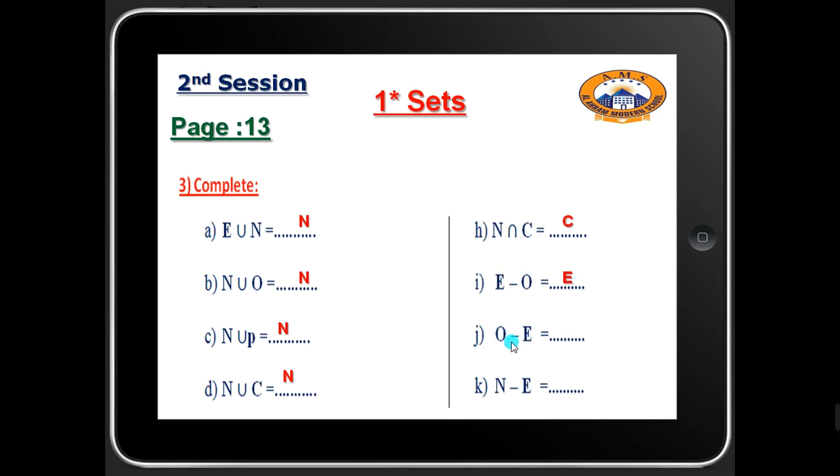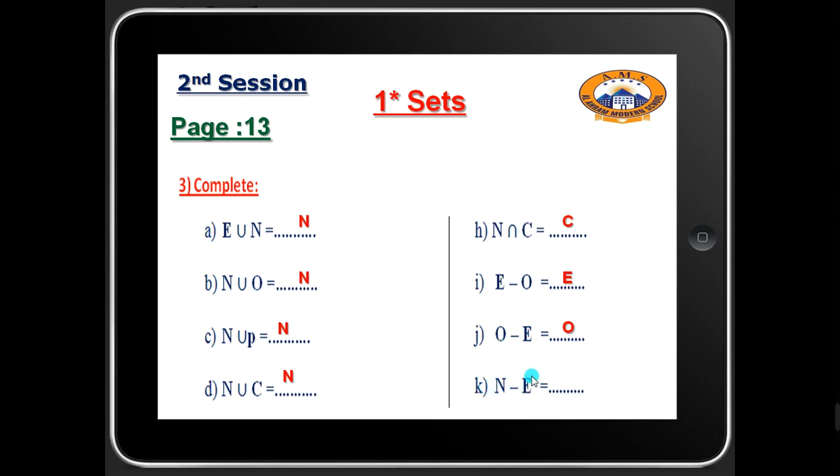Here, the odd, different, the even. Now we're going to hide the even set. When we hide the even, the answer is going to be the odd. Here, the natural, difference, the even.